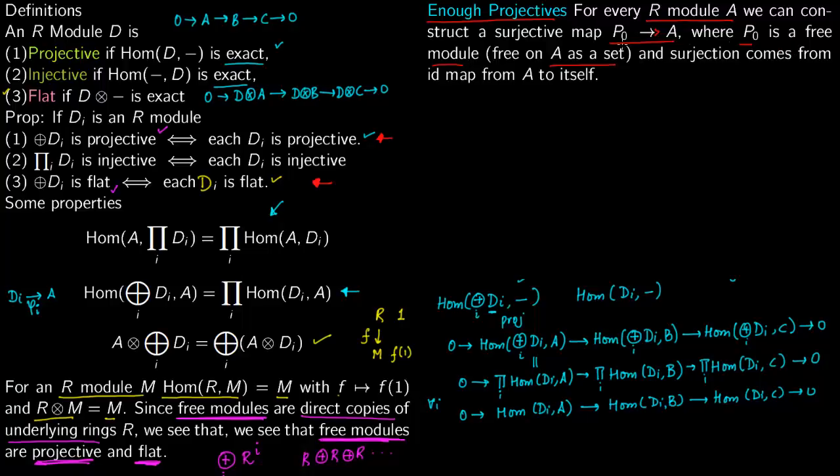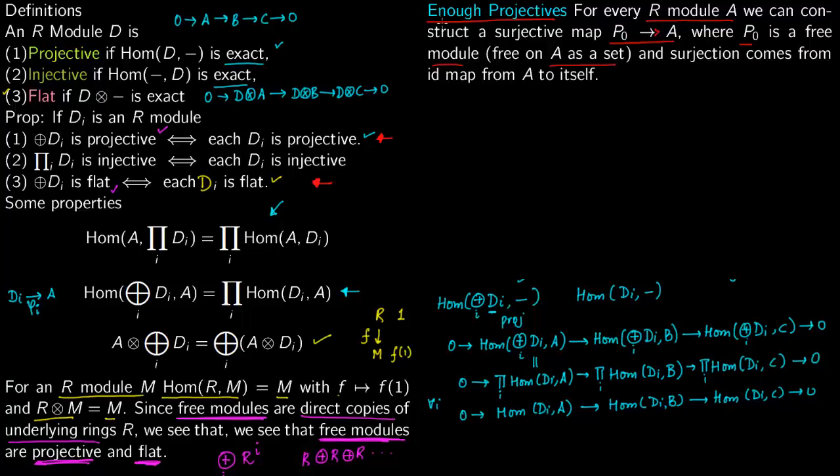And this surjection here comes from the ID map from A to itself, so the copy of A inside P0 to A itself. This is just a free module on all the elements of A, and then you can just map these elements of A to the module A using the ID map. The ID map will at least make sure that you have a surjection. Anything here will come from something in P0. So that is pretty much it.